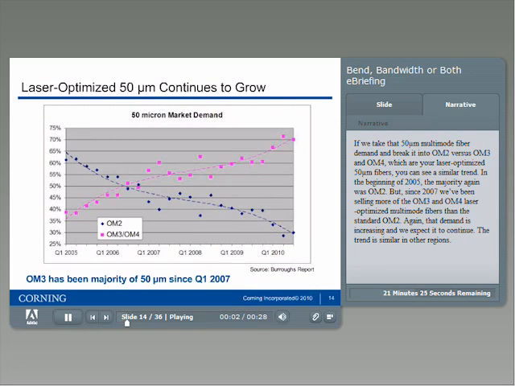If we take that 50 micron multimode fiber demand and break it into OM2 versus OM3 and OM4, which are your laser optimized 50 micron fibers, you can see a similar trend.